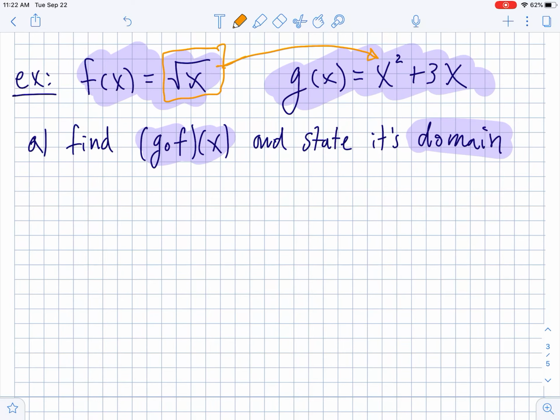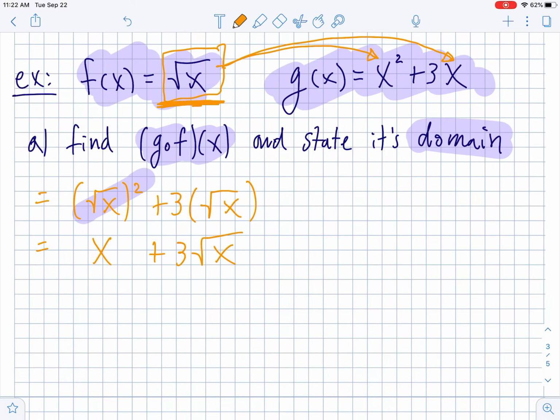Well, this means putting f of x into the inputs for g of x, which would look like this. The square root of x squared plus 3 times the square root of x. So that's g of x, which is input squared plus 3 times the input, but each input is this, square root of x. Now, square root of x and the square cancel each other out here, so we just end up with x there, and then this part you can drop the parentheses, and this is just 3 root x. So that is g of f of x.